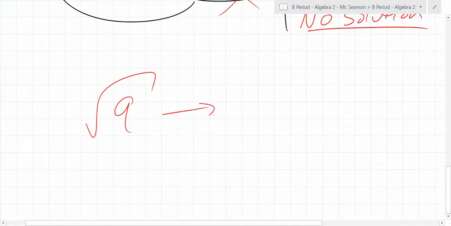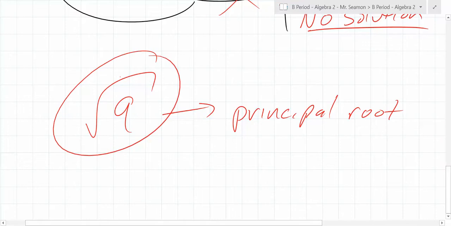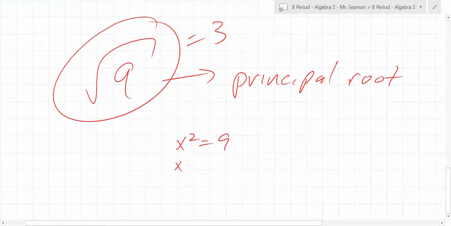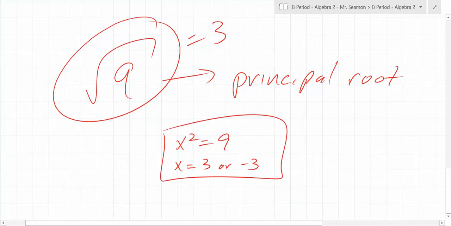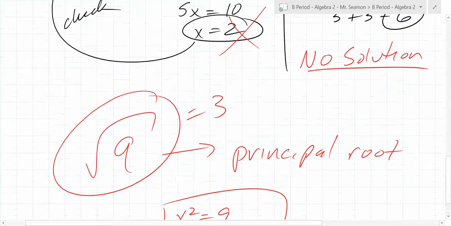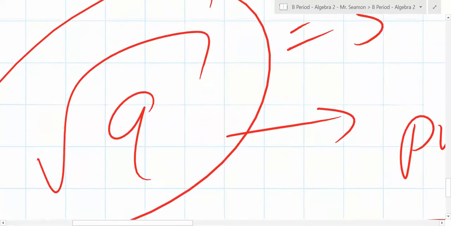This is the first really important thing for today: when you have the square root of something, you get the principal root, which is the positive root. If I just asked you square root of 9 equals, the answer to this is 3. But, Kelly, if I asked you x squared is equal to 9, what's the answer to this? 3 or negative 3. This is a different question. X squared equals 9 is a different question from square root of 9, what does that equal? What I'm saying is if I just gave you square root of 9, the answer is 3, the principal root.